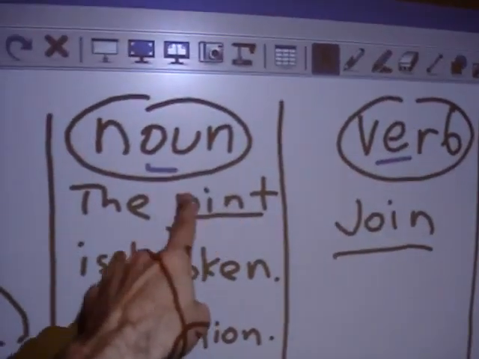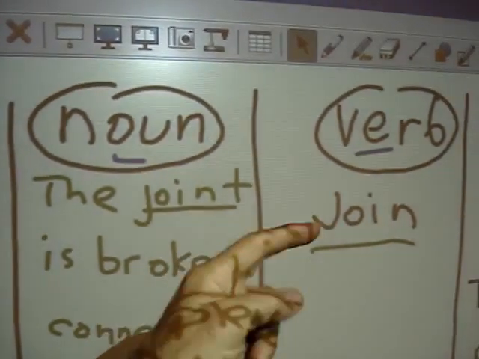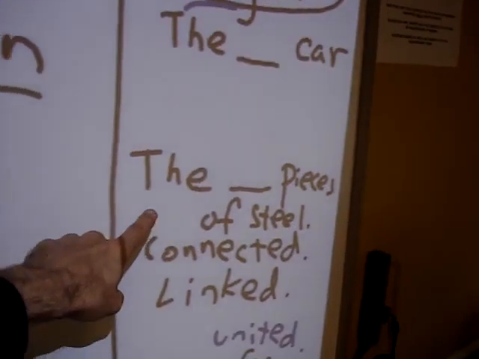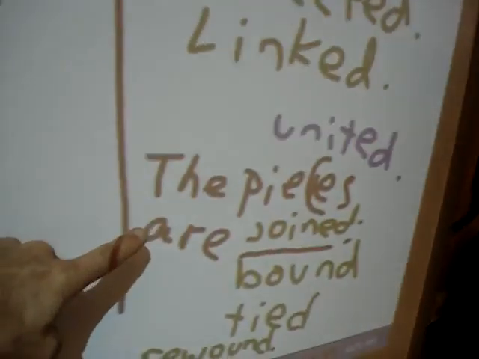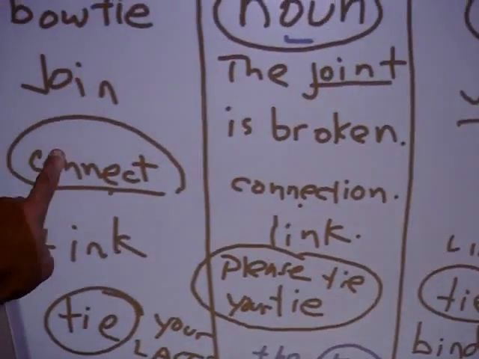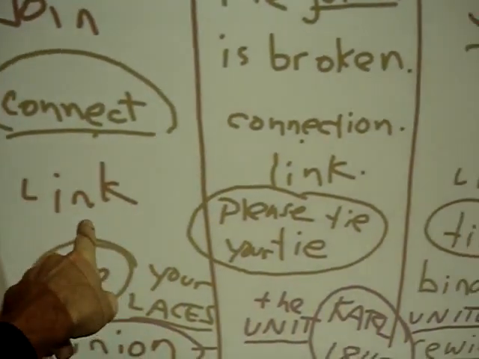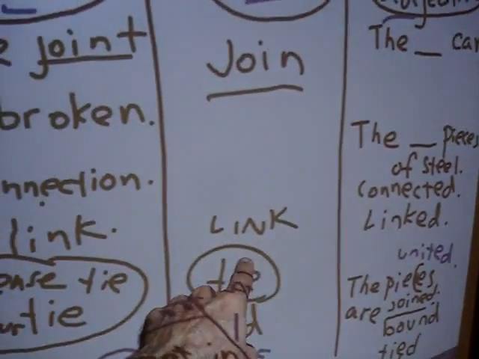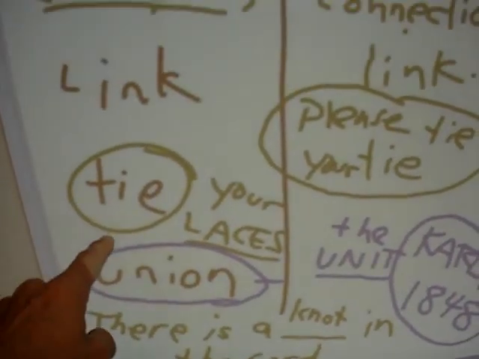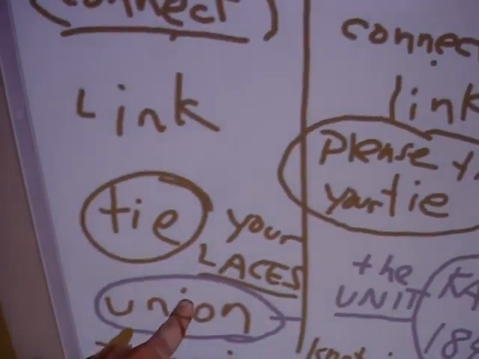So we know the joint is broken, like you have a joint in your finger, and then you join, and then it's joined. The pieces are joined. They're put together. There's connect becomes connection. The only word that never changes is link, link, link. Look at that. It's a verb and it's a noun. And we also use tie because you can tie your laces.